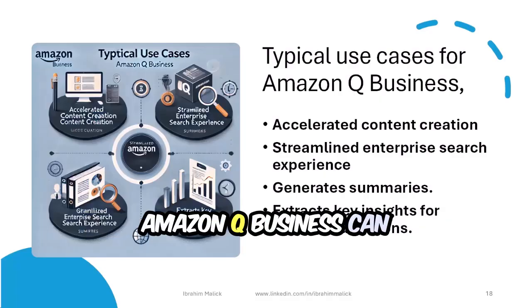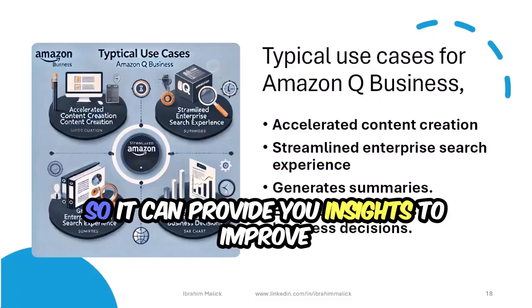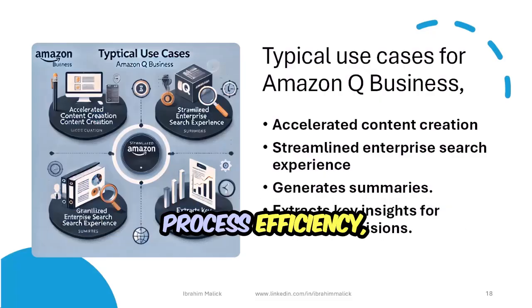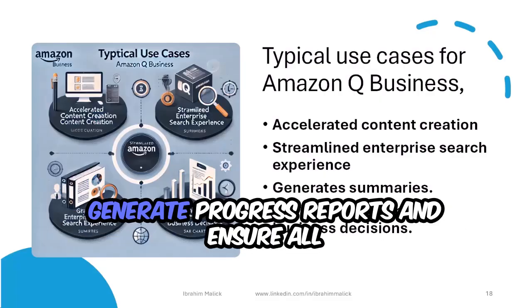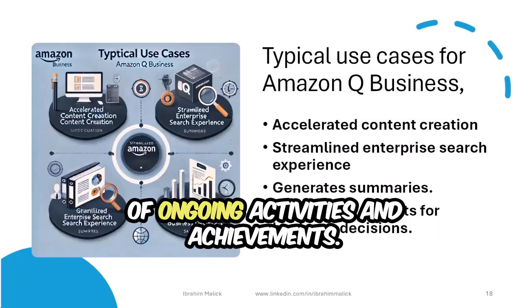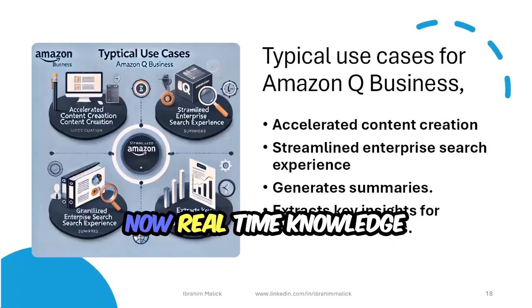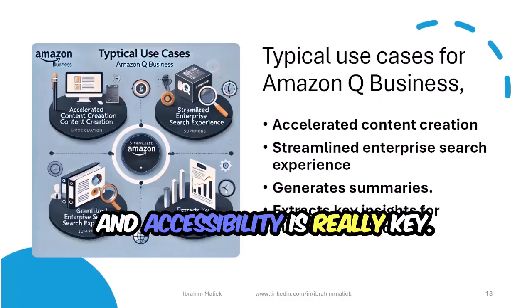Amazon Q Business can also help identify bottlenecks in collaboration workflows, right? So it can provide you insights to improve process efficiency, generate progress reports, and ensure all the stakeholders are kept informed of ongoing activities and achievements. Okay. Now, real-time knowledge and accessibility is really key.